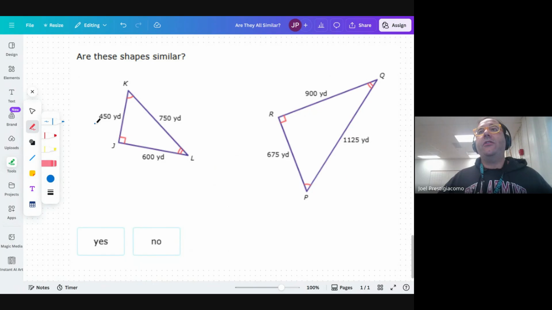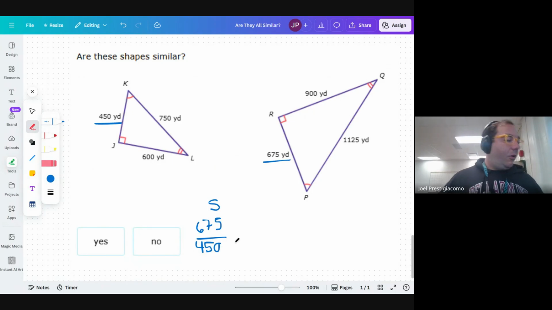So first, we're going to look at the smallest sides. This would be my suggestion: look at the smallest ones. So the small sides here. We're going to do 675 divided by 450. So let's see what that is. You could divide this on your calculator on your phone. It'll probably give you a decimal point. This gives me 1.5, right? So 1.5 times larger.